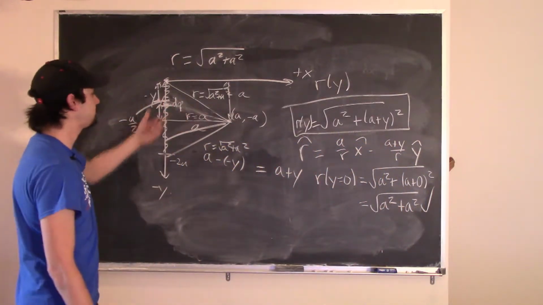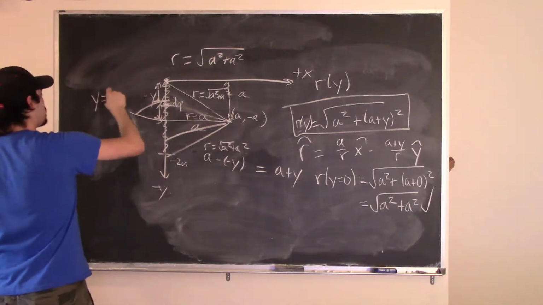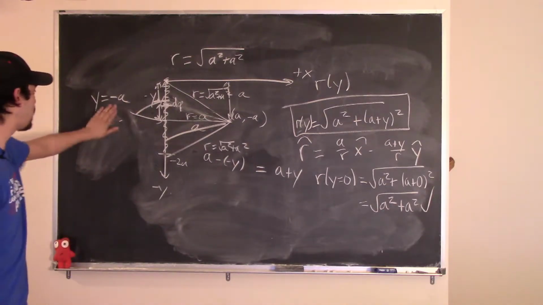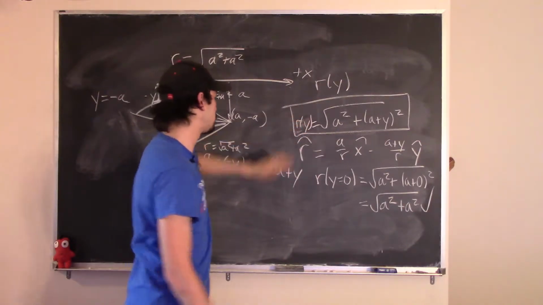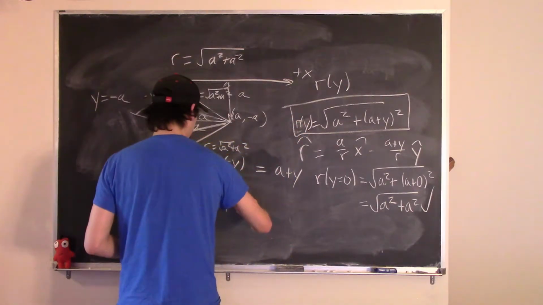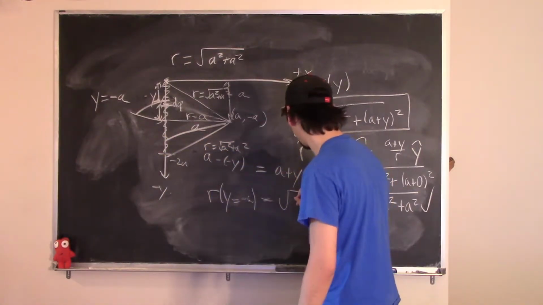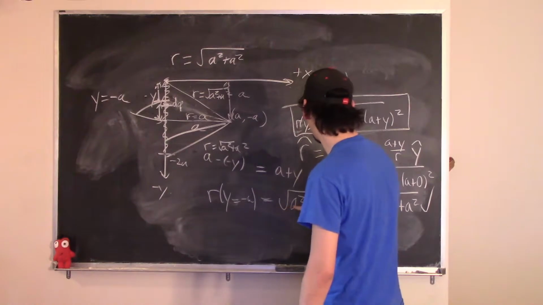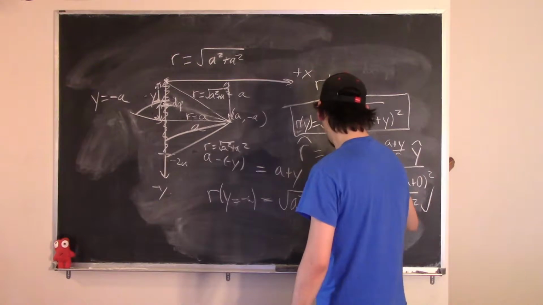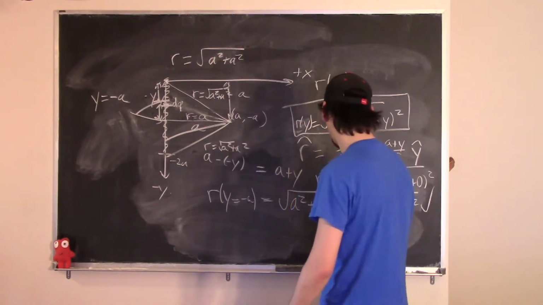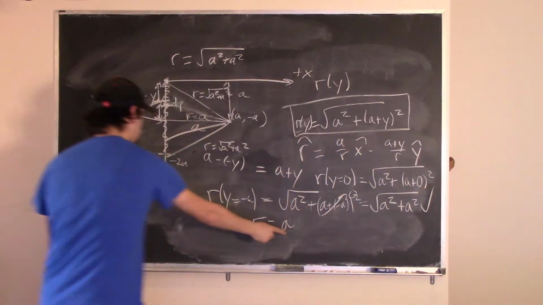Let's see this one. This is the value where y is equal to minus a. Let's see what happens when I plug in minus a into this one. So r as a function of y at y equals minus a is going to be equal to the square root of a squared plus a plus negative a quantity squared. This is 0. This is the square root of a squared, so this is equal to a. That one checks out. Okay.